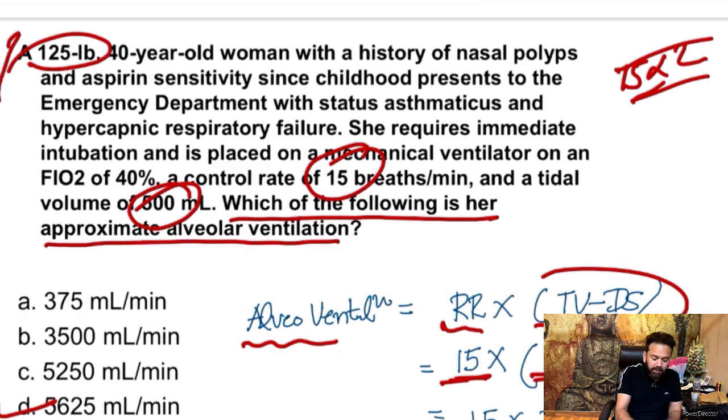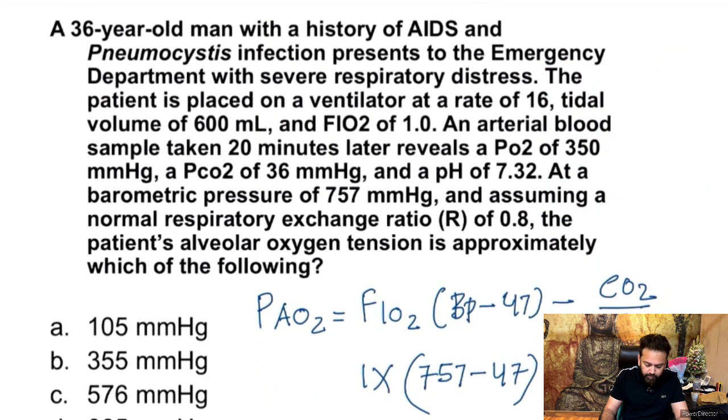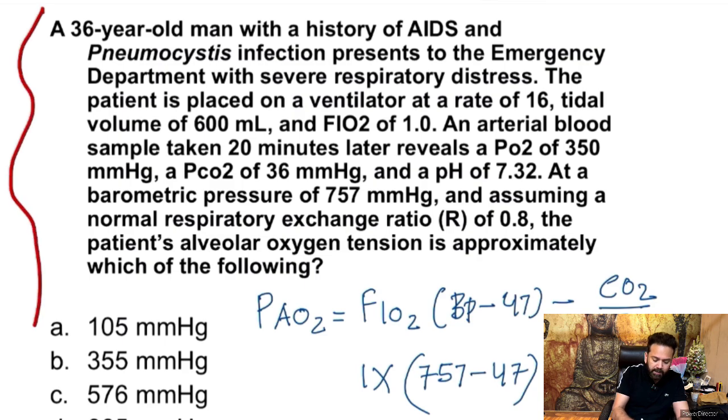See, these questions look so typical, but they are very easy if you know the simple formula: alveolar ventilation is equal to respiratory rate into tidal volume minus dead space. These questions seem very difficult, but they are very easy. It looks like a clinical question, but it is a very easy question. Always read the last line. At a barometric pressure of 757 mmHg, RQ is 0.8, alveolar oxygen tension. They are asking P capital A O2, and you know the formula.